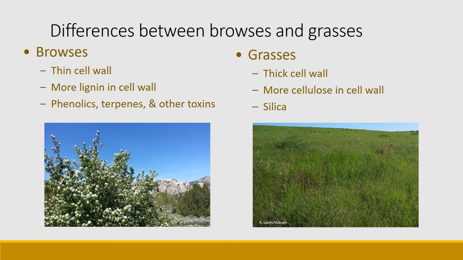The other thing, which I think we alluded to in the last lecture, is that browses, dicots, are really the main plant that has any kind of toxins, and they have a lot. Almost every poison you've ever heard of originally came from plants. So phenolics, terpenes, alkaloids, tannins, all those kinds of things are in browses.